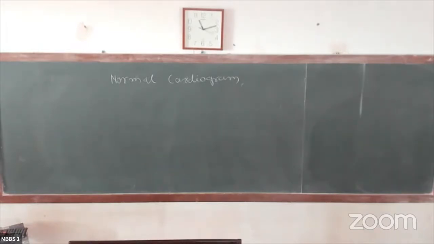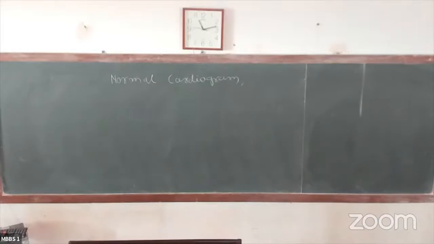So first we will see what is the normal cardiogram. Normal cardiogram is the recording of the mechanical activity of the heart, and electrocardiogram is the recording of the electrical activity of the heart. So this is the difference between the electrocardiogram and the cardiogram. Electrocardiogram is the recording of the electrical activity. Cardiogram is the recording of the mechanical activity of the heart.